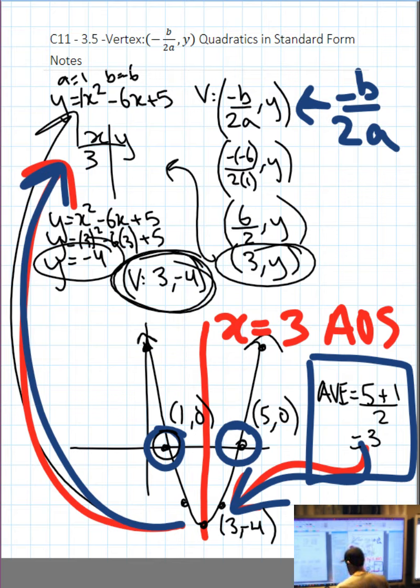Okay, so that's vertex form. Next chapter, we're going to take a much closer look at standard form, finding x-intercepts.